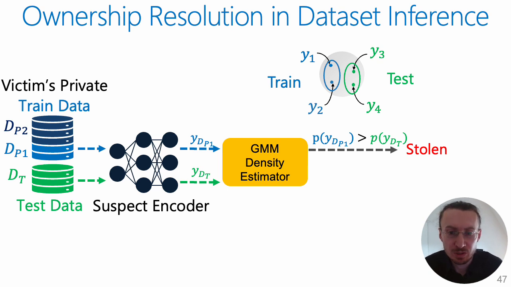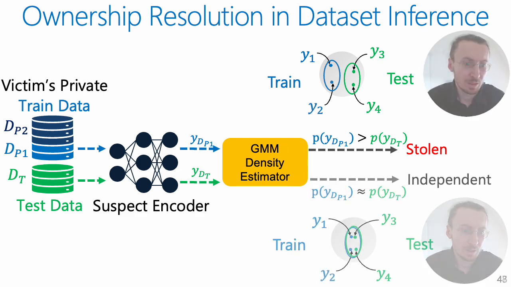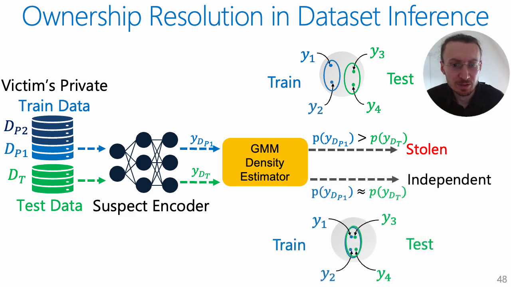So, to resolve the ownership, we compare the log likelihoods for the train versus test sets. In the case when the log likelihood is much larger for the train set, we mark the tested encoder, also called suspect encoder, as being stolen. And what I want to emphasize is that to model these representations, to model the densities, we actually need this Gaussian mixture model. Otherwise, if there is almost no difference in the log likelihoods between the train and the test sets, then such an encoder is marked as independent.